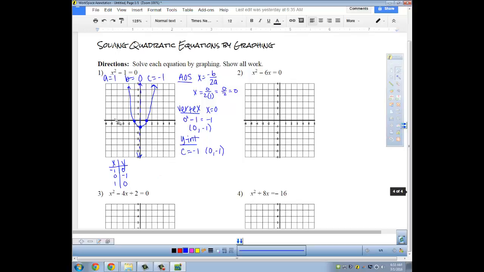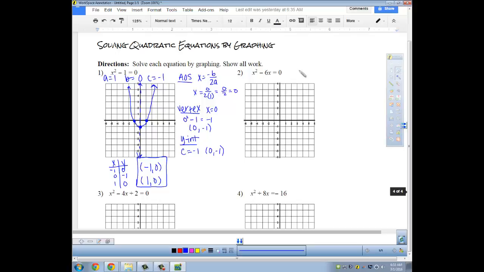Now, your solutions are where it hits the x-intercept. So I have a solution at negative 1, 0. And a point at 1, 0. So again, the solutions to these graphs are just where it hits the x-axis.